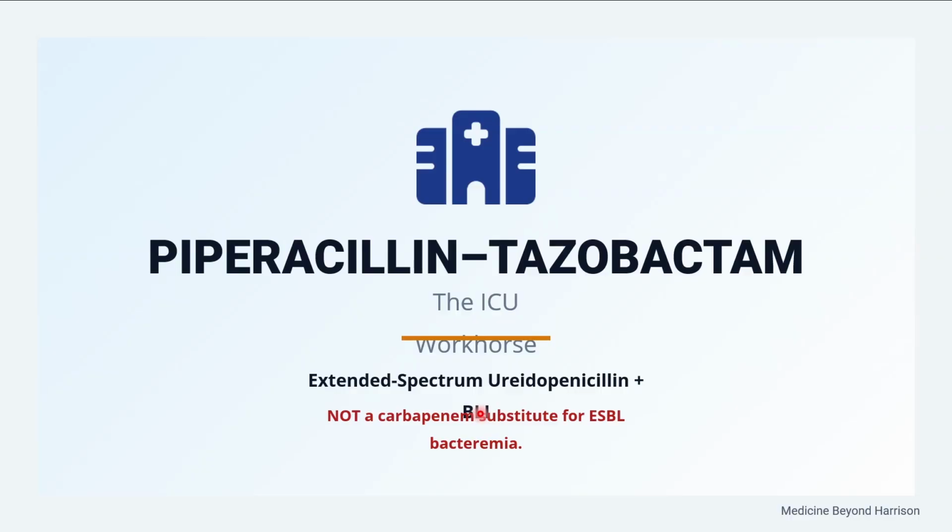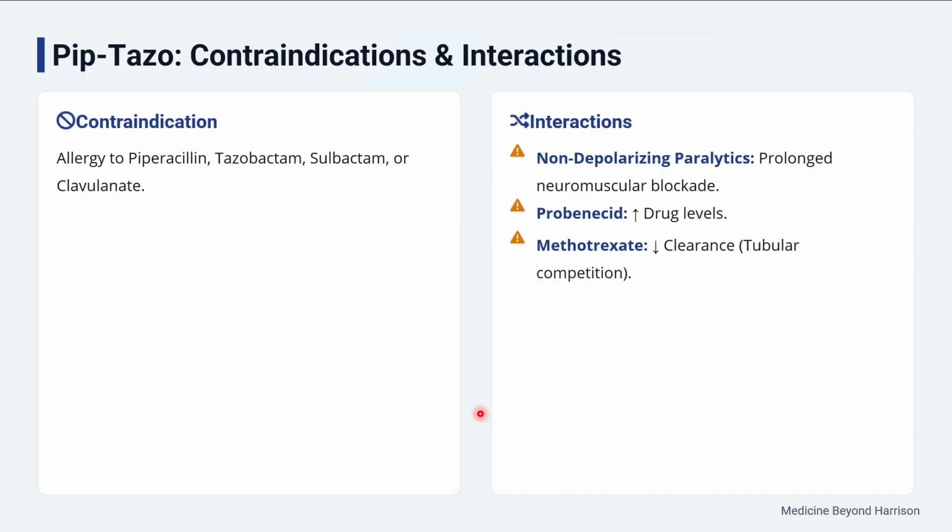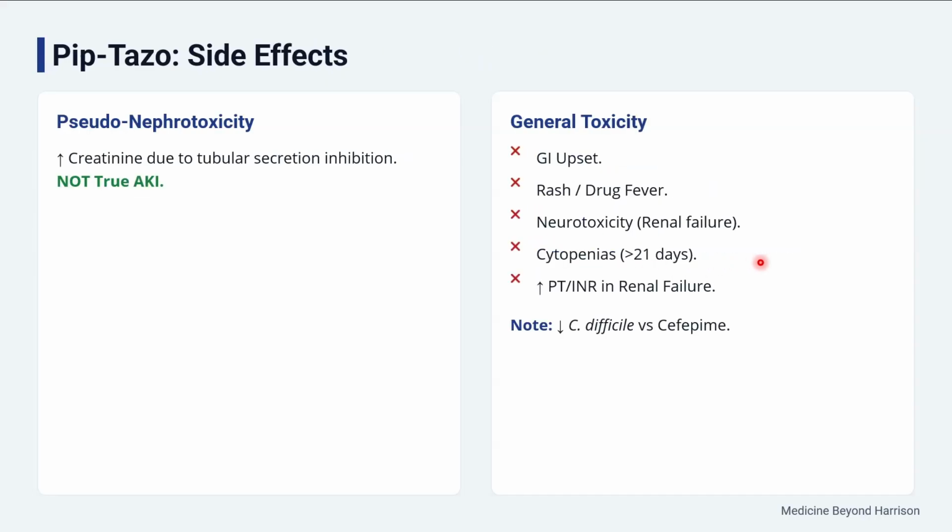Again, for few susceptible ESBL organisms, when the MIC of Piperacillin-Tazobactam is less than 4, and when the patient is not in shock and the patient is not immunocompromised, in those specific use cases you can go for piperacillin-tazobactam. So contraindications and interactions to piperacillin: allergy to piperacillin, tazobactam, sulbactam, clavulanic acid. Any allergy, try to avoid Pip-Taz. Interactions: non-depolarizing paralytics cause prolonged neuromuscular blockade. In case of probenecid, there is increased drug levels. When combined with methotrexate, there is decreased clearance and tubular competition for Pip-Taz.